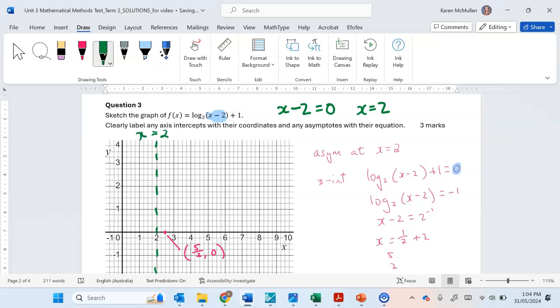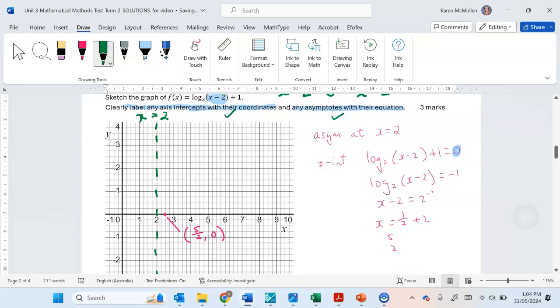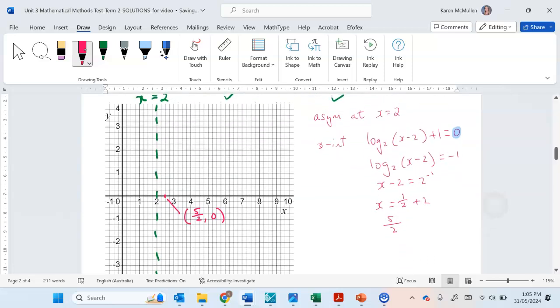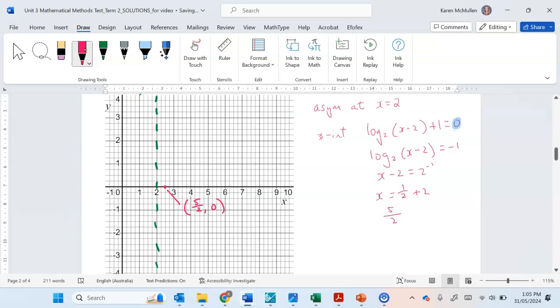So always sketch that. Remember in your question, it says clearly label any axes intercepts with their coordinates, not just the point. So you need to put the coordinates and any asymptotes with their equation. So after you've drawn any graph, just go back and say, yep, I've done that and I've done that. You can see I've done the x-intercept working out there. So we have an x-intercept when y is equal to 0. So we just let our equation equal 0 and then we solve. So we get 5.5.